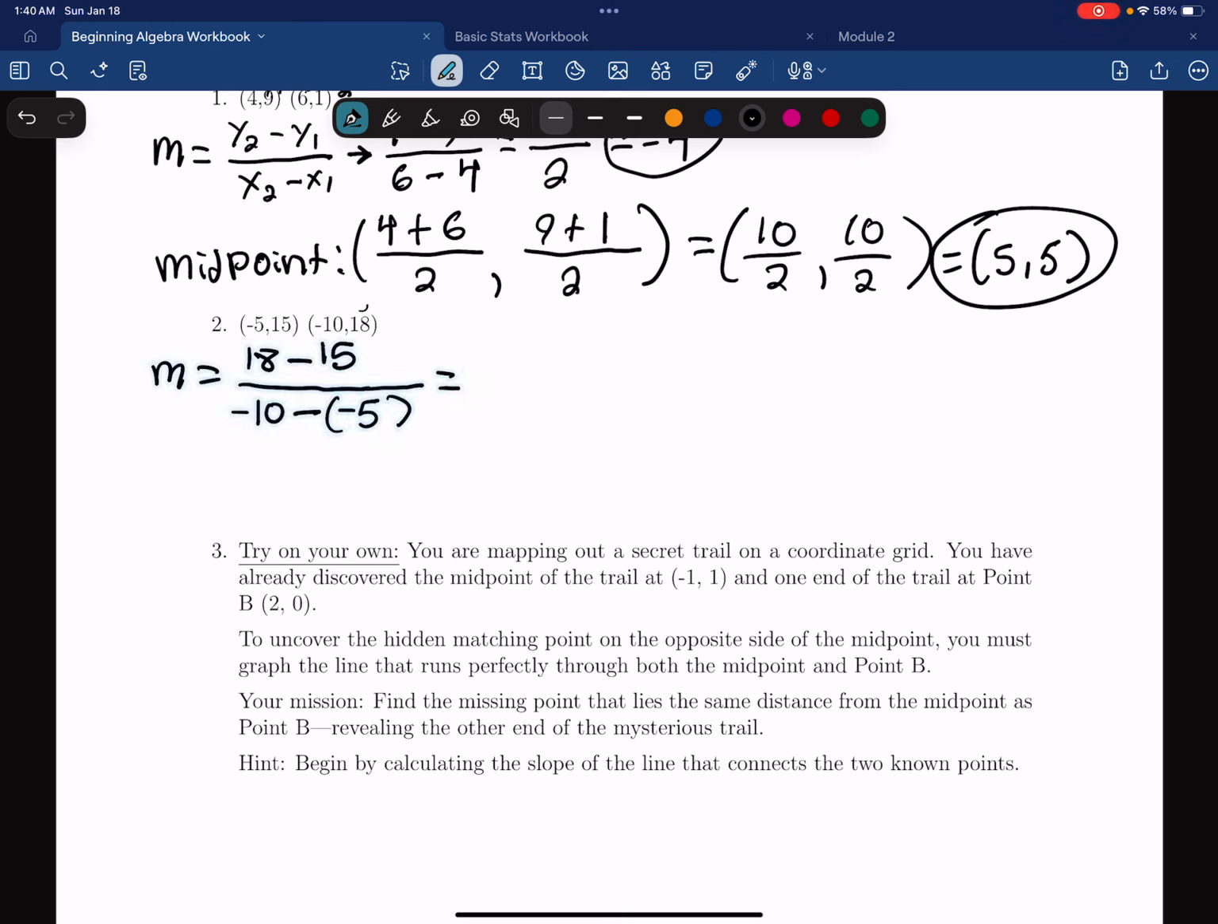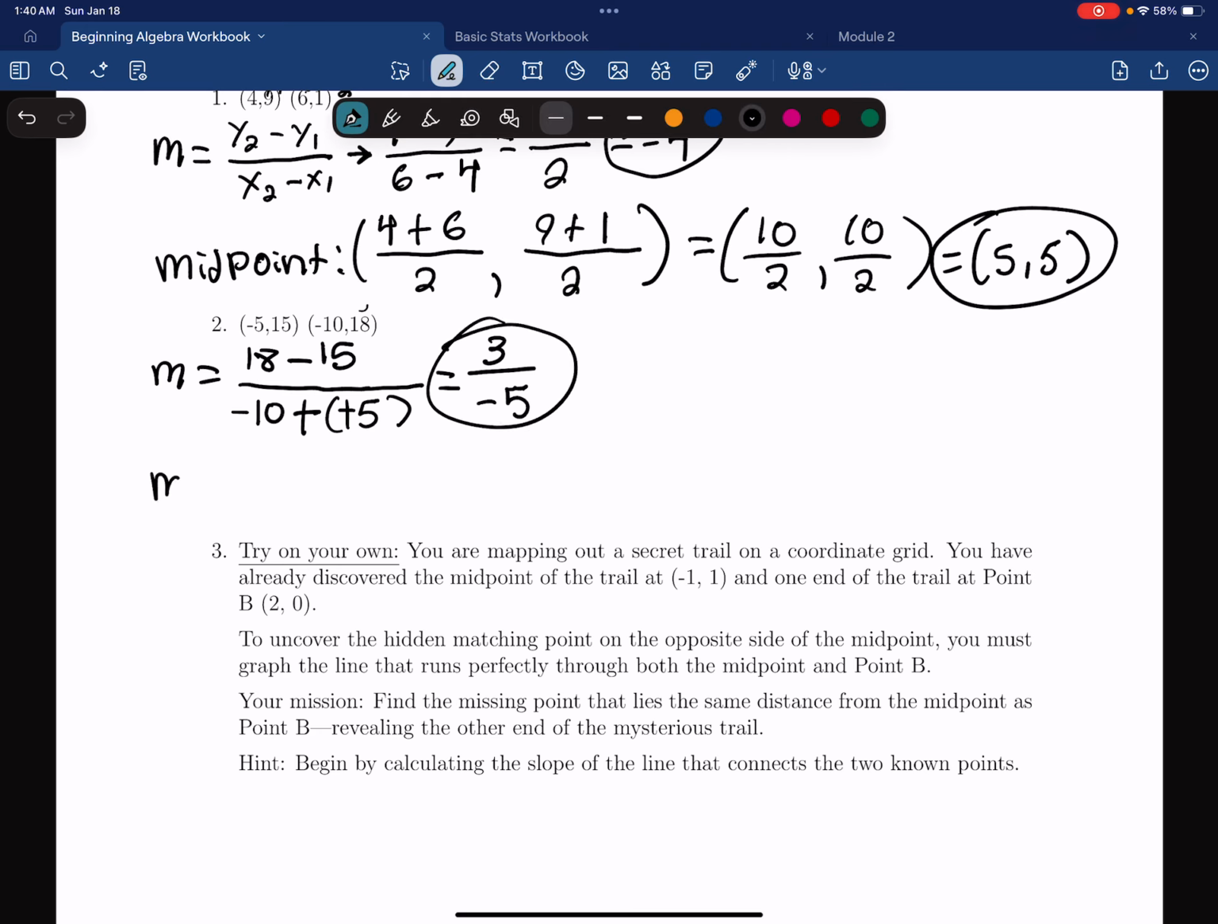So now that we got that, 18 minus 15 is 3. And then in the denominator, here we have negative 10 minus negative 5. And recall, anytime you subtract a negative, that changes to addition. So we have negative 10 plus 5. And that ends up becoming negative 5. Oops. And that is our slope.